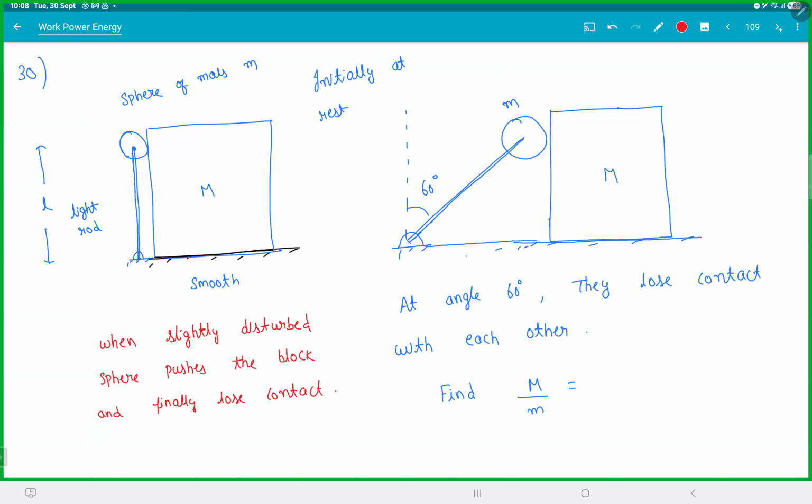Let's start with something simple. Can you find the relation between the speed of the spear and the speed of the block? Start from there. Let's try to find the speeds. When the angle becomes 60 degrees, find the speed of the big block and speed of the spear in terms of m and capital M. Let's find that.